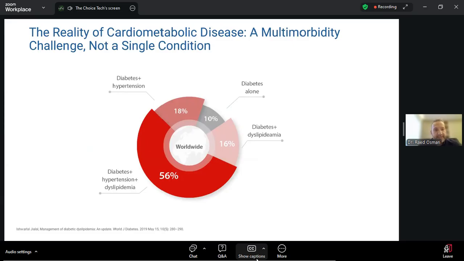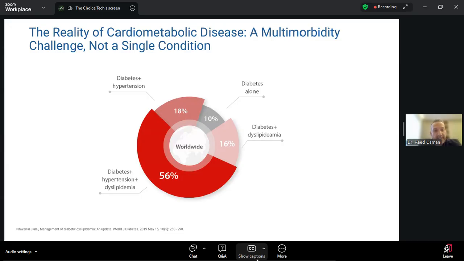The second slide highlights an important concept. Cardiometabolic disease is rarely a single condition. In fact, multimorbidity is the rule rather than the exception. Worldwide, only about 10% of patients have diabetes alone, 16% have diabetes associated with dyslipidemia, and 18% have diabetes with hypertension. More importantly, more than half of patients, about 56%, have all three conditions together: diabetes, hypertension, and dyslipidemia.